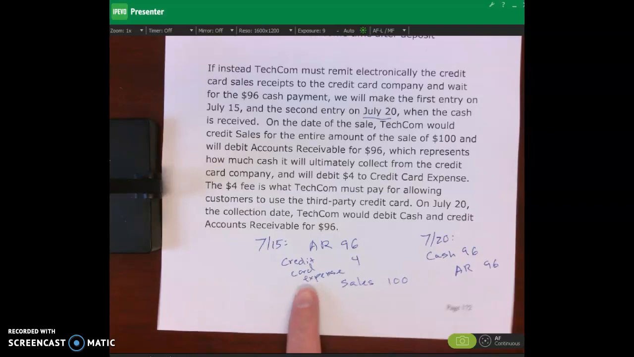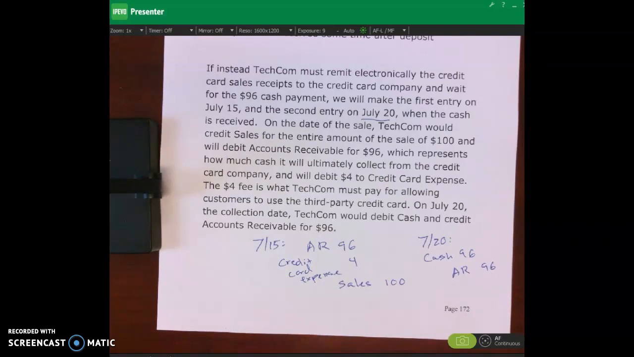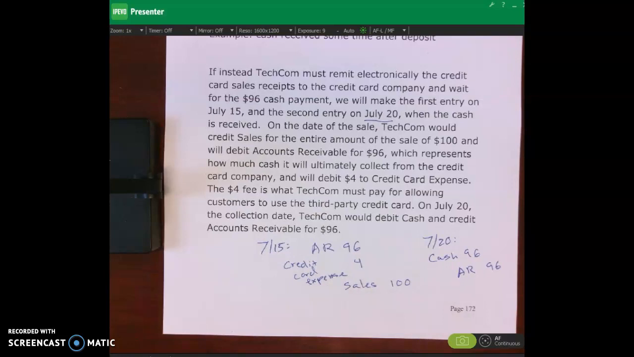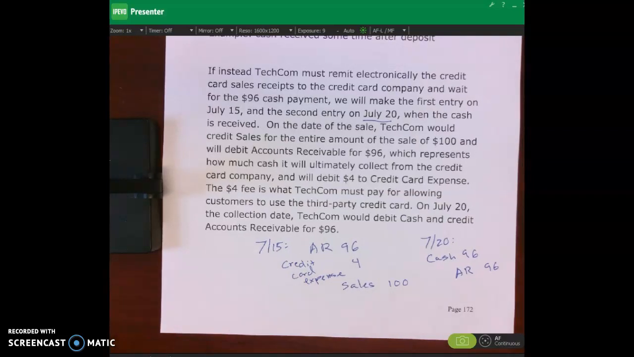And then again, as economists like to say, there's no free lunch. If you let customers use credit cards, you have to pay for that. In this case, there's a 4% fee, and companies are going to be charged for letting customers use credit cards. And why do they do that? Well, they outsource the credit worthiness check and the collection to the credit card company, but they have to pay for that. That's the expense they have to pay.